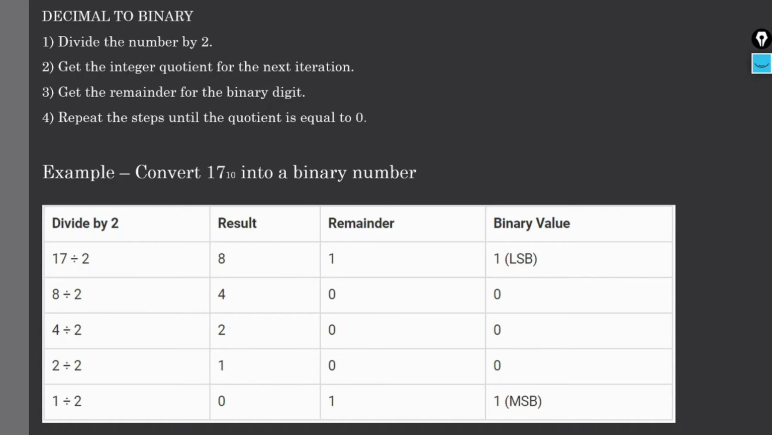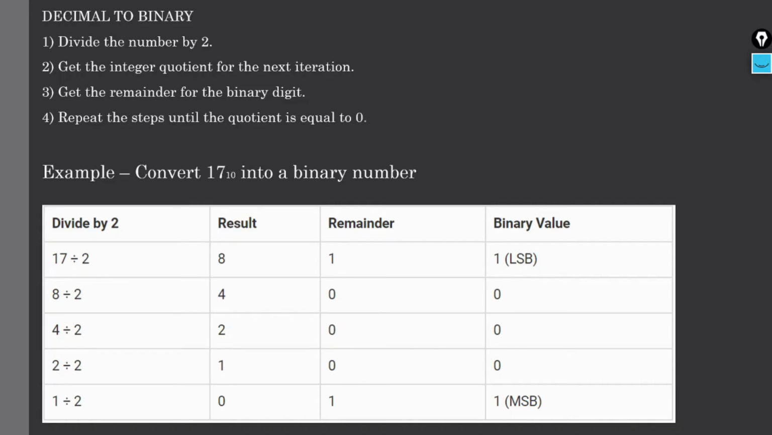So let's say 17 divided by 2, the quotient will be 8 and the remainder will be 1. So we'll take the binary value as 1, and I'll tell you what LSB and MSB are later. We keep on dividing. We have our quotient 8, and we divide 8 by 2 to get 4, and the remainder is 0. Further, 4 divided by 2, remainder 0, 2 divided by 2, remainder 0.